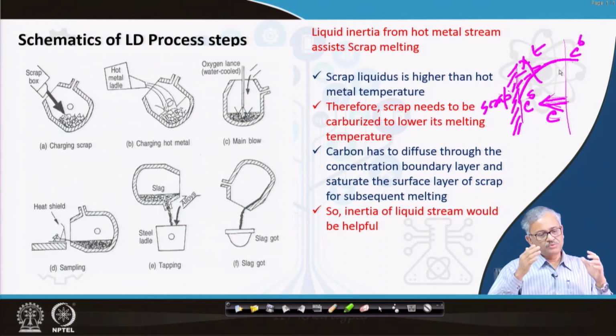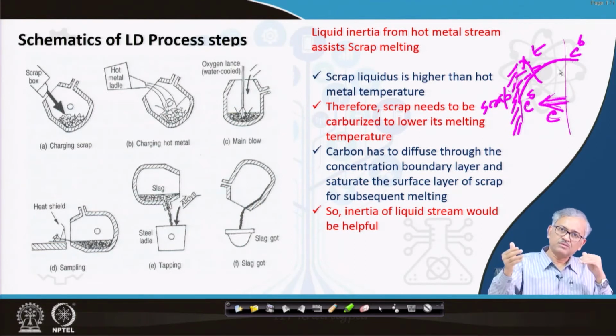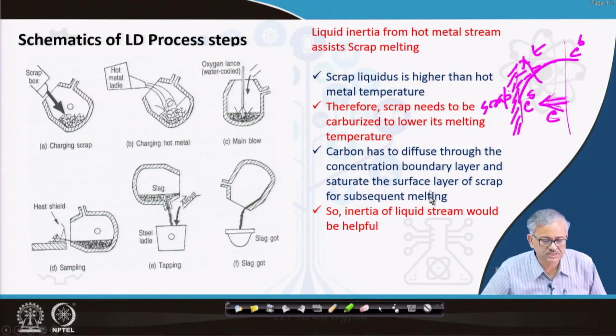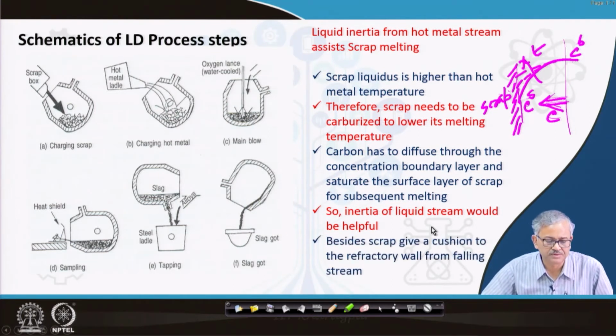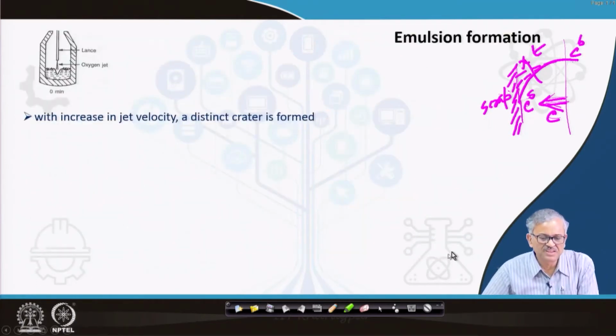So, you have to carburize the scrap by mass transfer from the bulk of the liquid hot metal to the surface of the scrap. This is essential, and then you can melt it. Okay.